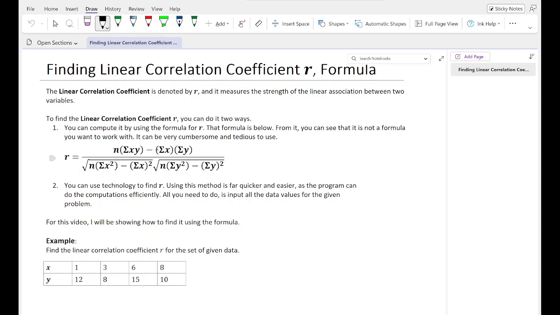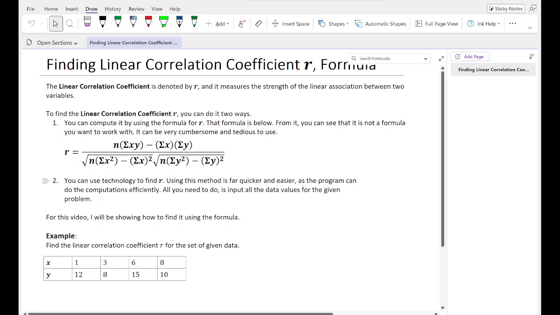This formula is typically not a lot of fun, but as you can see from this video title, we're going to be using it. The second way is we can use technology to find R. Using this method is actually quicker and easier as the program can do the computations efficiently. All you need to do is input the data values for the given problem and you're done. Again, we're going to be using the formula, so let's get into it.